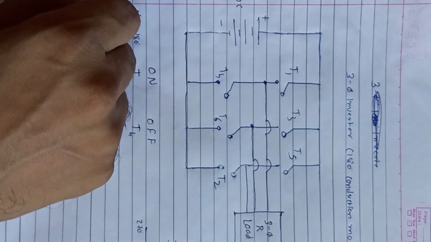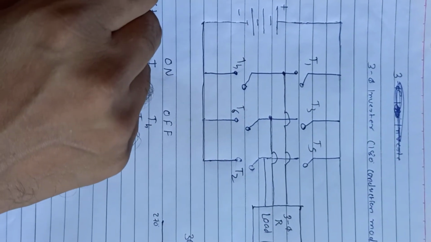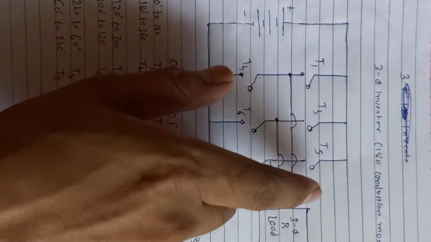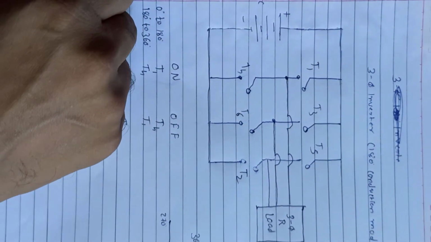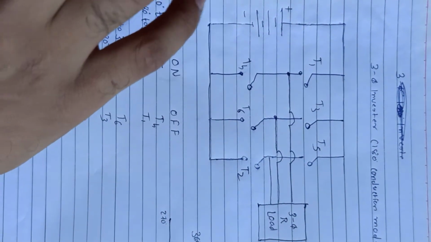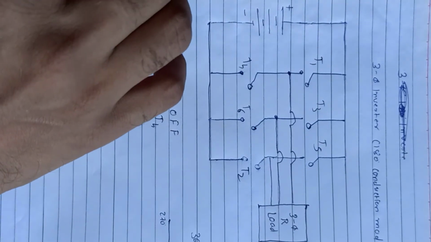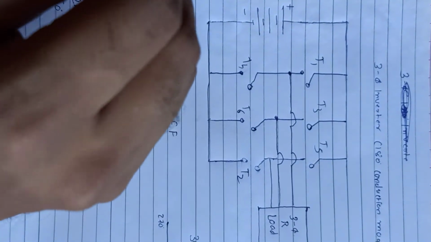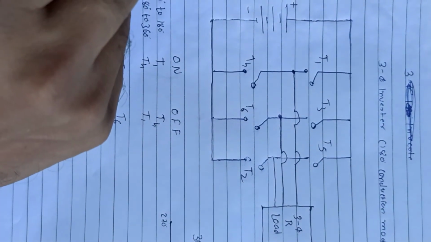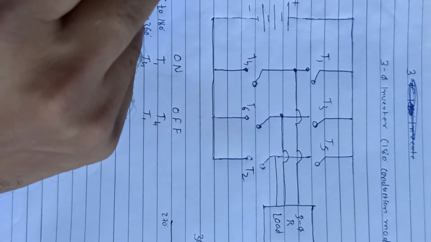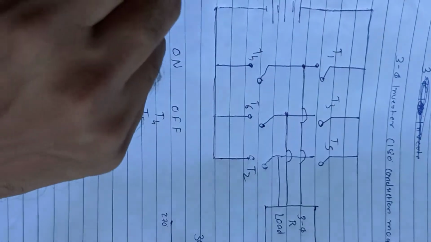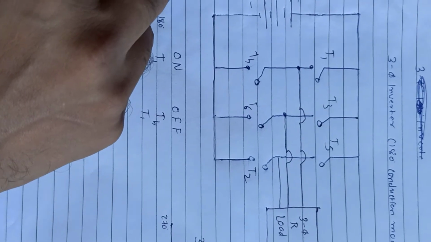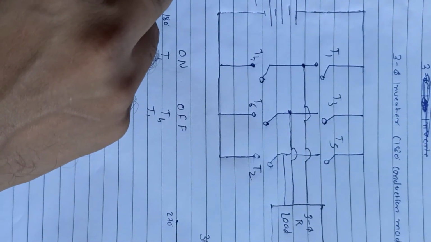So why is it called 180 degree conduction mode? As I told, these six switches, T1, T3, T5, T4, T6, T2, whenever one turns on, it will conduct for a 180 degree period. When it turns on doesn't matter, but whenever it is on, it conducts for 180 degree. That's why it's called a 180 degree conduction mode inverter. Whenever any switch is on, it will be on for a 180 degree period, and for another 180 degree period the switch is off. Okay, I hope you understood.